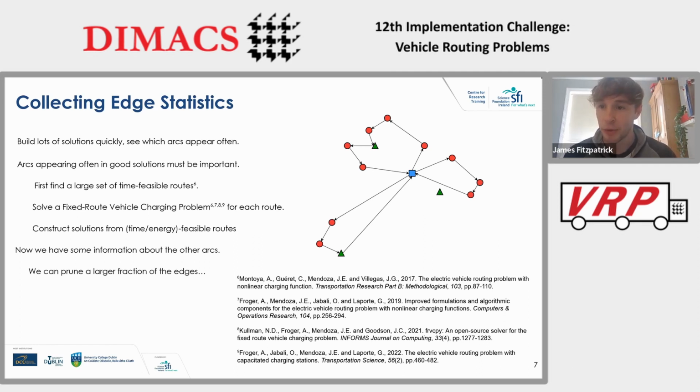Effectively, we construct lots of solutions and look at the frequency with which edges appear in them, and if they appear often, then they're good edges. So we can combine this information with what we get from our machine learning based classifier, and use that to remove a large fraction of the edges. And now we can tackle large problem instances.